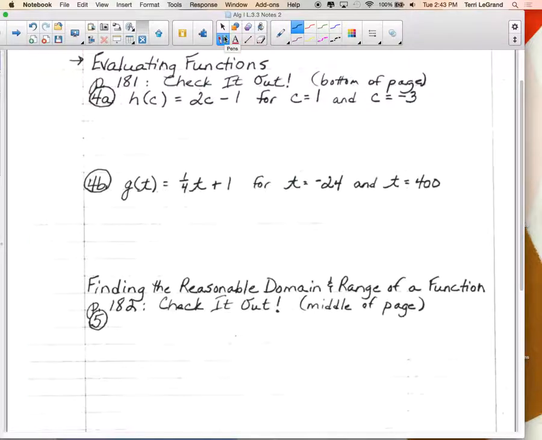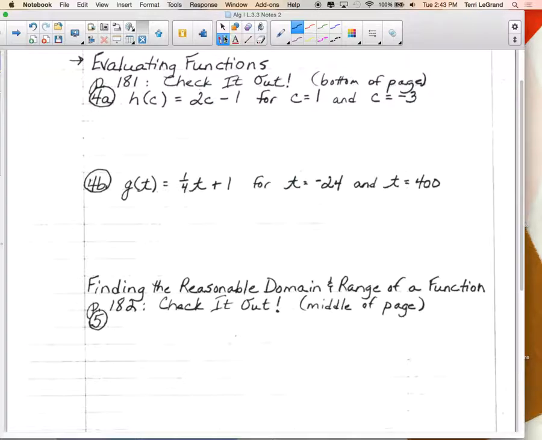So we are on the front side where we are going to be continuing on lesson 3.3 today. And our two learning goals: evaluating a function for given input values, finding a reasonable domain and range for the function. We're going to practice some of each of those, and then you'll be on your way working, okay? So on page 181, we are at the check it out problem at the bottom of the page. Everybody's book should be open to page 181.